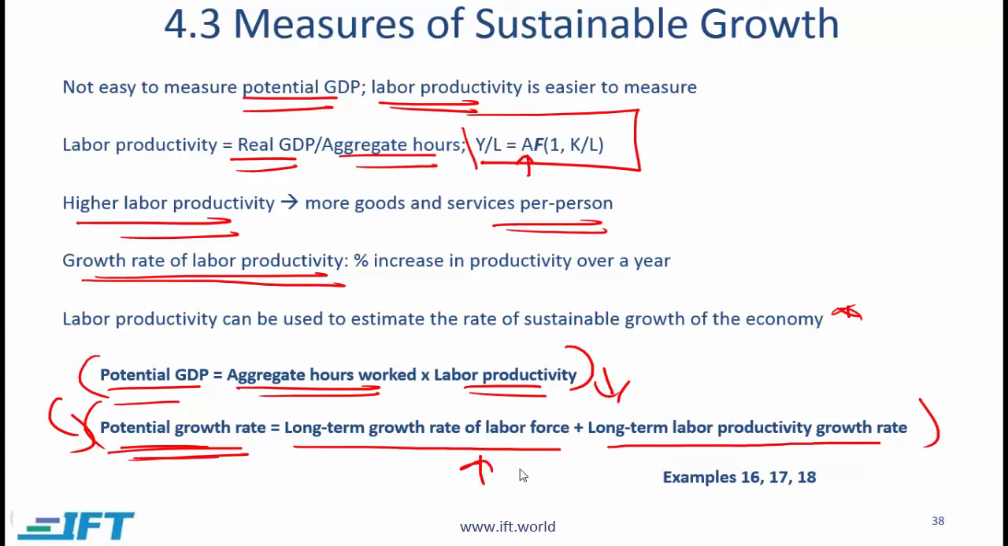So if the labor force grows by approximately 1%, that obviously contributes to the potential growth rate, plus the long-term labor productivity growth rate also contributes to the potential growth rate. If the labor productivity grows by 2%, then approximately speaking, the overall potential growth rate is equal to 3%. And notice the two components of the potential growth rate are the growth rate of the overall labor force and then the growth rate of productivity, or the improvement in productivity of labor.